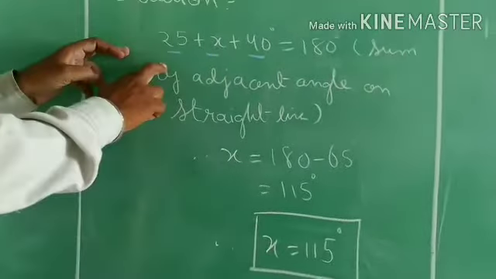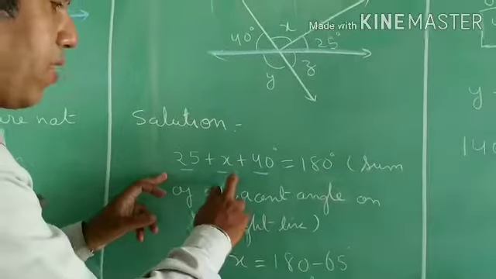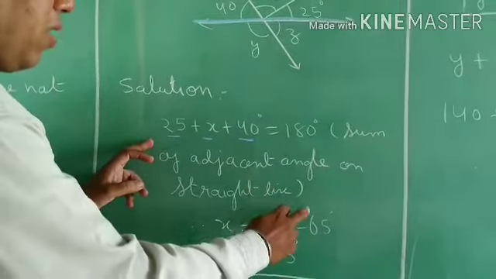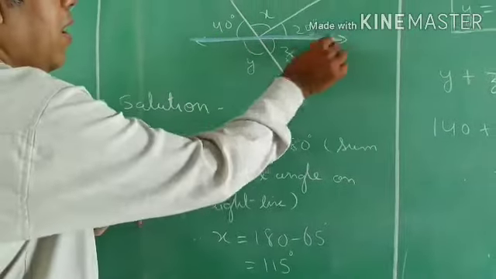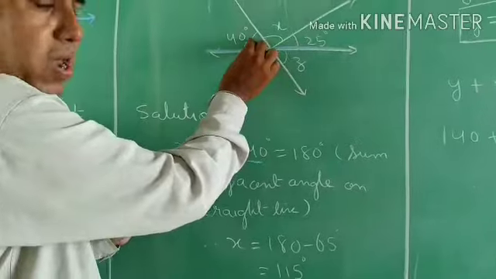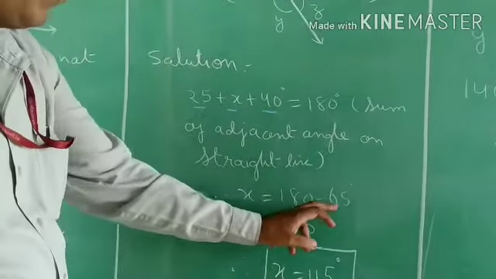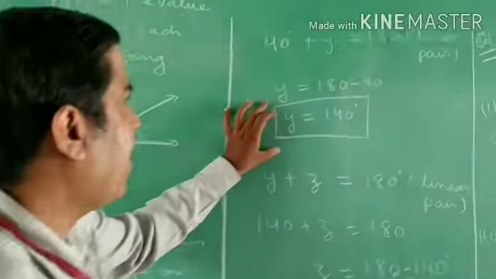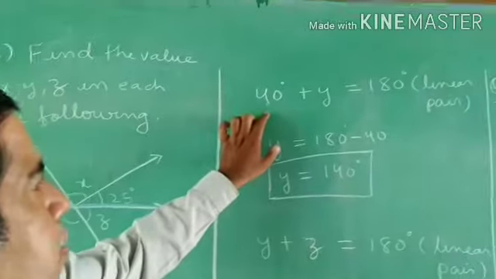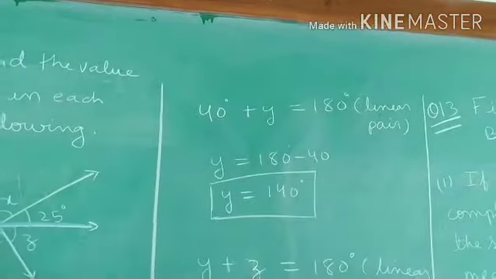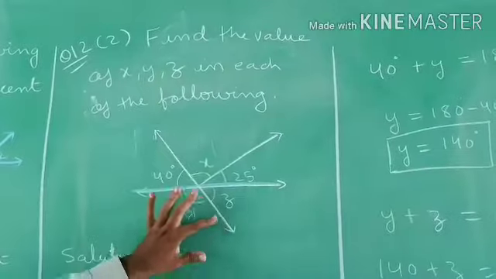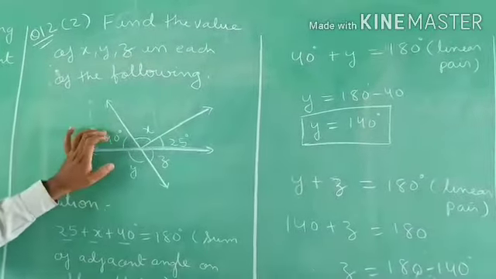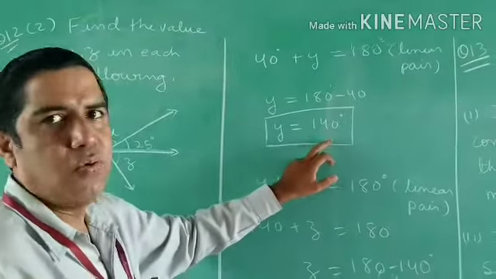Let me repeat this once again. 25 plus x plus 40 equals 180, since the sum of adjacent angles on a straight line is 180 degrees. Now x is equal to 180 minus 65, so the answer is 115 degrees. Now let us find the next angle, y. 40 plus y is equal to 180, where you can see 40 plus y on this line, on the downside. So the answer is y equals 140 degrees.